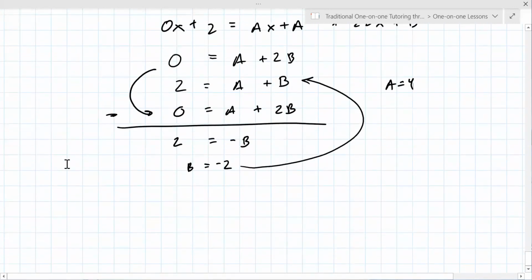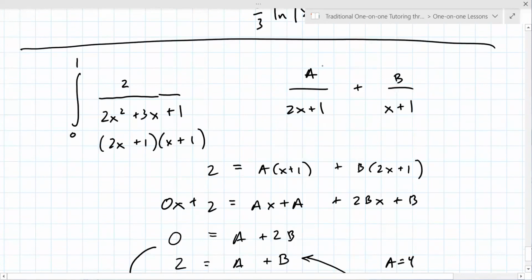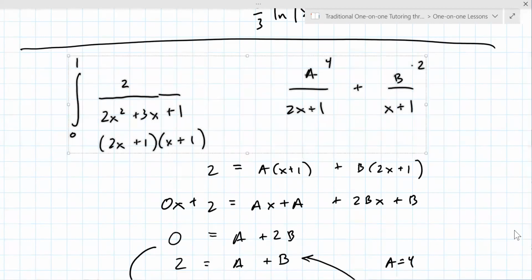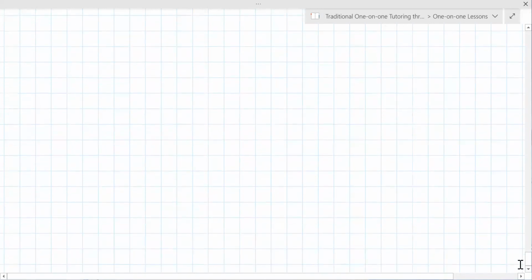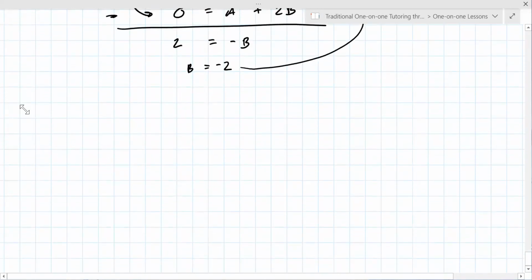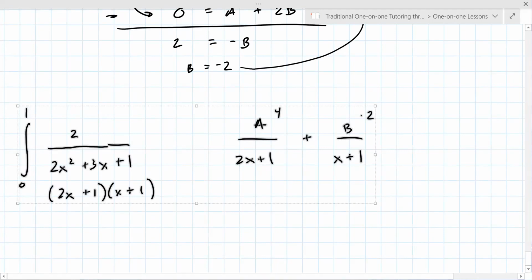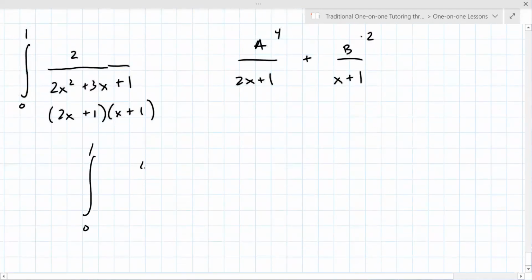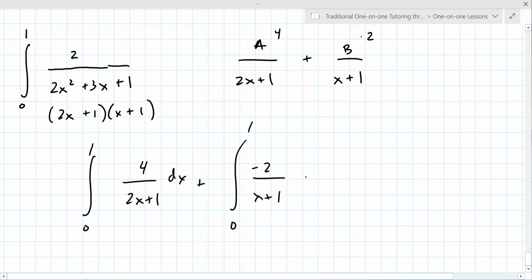Well, let me get to where. So this a was 4, and b was minus 2. So there's a bit more here to do. Let me grab this line. So it ends up being the integral from 0 to 1 of 4 over 2x plus 1 dx plus the integral from 0 to 1 of negative 2 over x plus 1 dx.